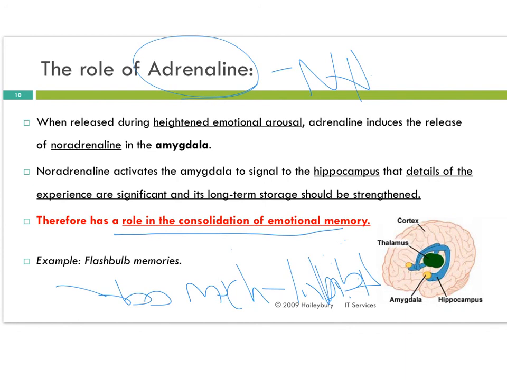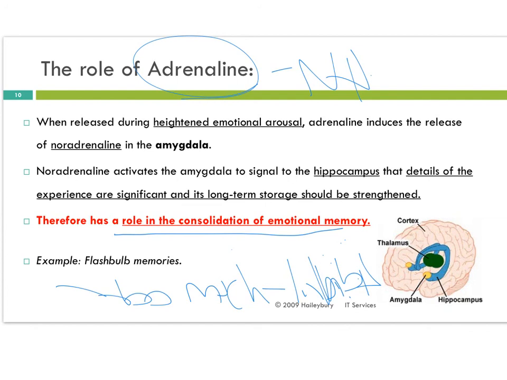So the amygdala signals to the hippocampus, and it says that the details of the experience, so the explicit memories, like the episodic events that are happening to you right now, are significant, and that it should be stored really carefully, or that long-term storage should be strengthened. So that single significant event, which is emotional, is going to be strong enough to cause those long-lasting memories. So that's why when we remember something that was really intensely emotional, we tend to remember it really, really vividly, like flashbulb memories and things like that.